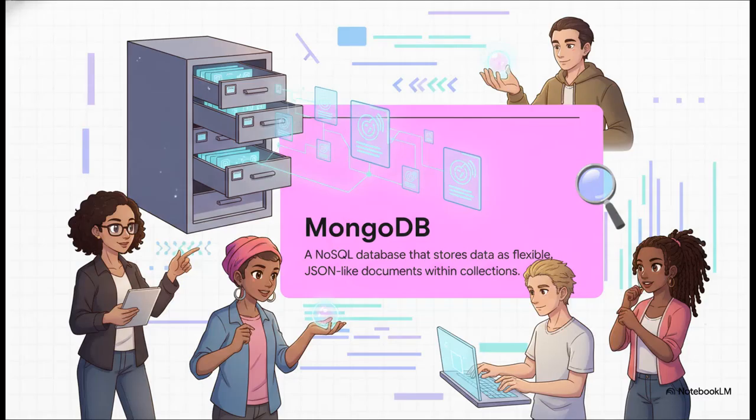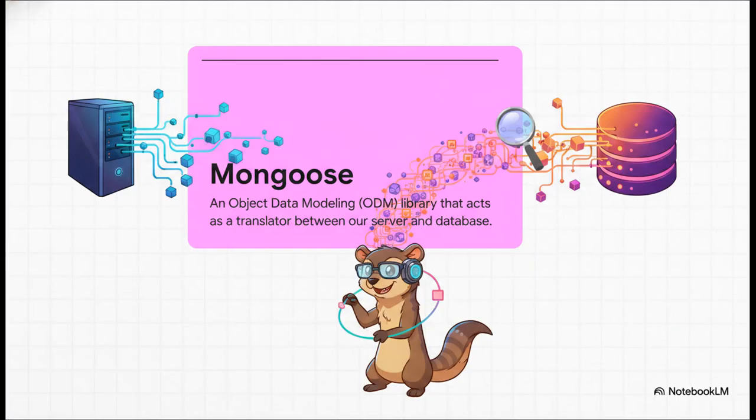For our database, we're going to go with MongoDB. It's an incredibly popular NoSQL database. And what that means is, instead of the rigid tables and rows you'd find in a spreadsheet, it stores data in these flexible JSON-like documents. The digital filing cabinet analogy is perfect. It's powerful, and developers absolutely love working with it. But here's a little catch.